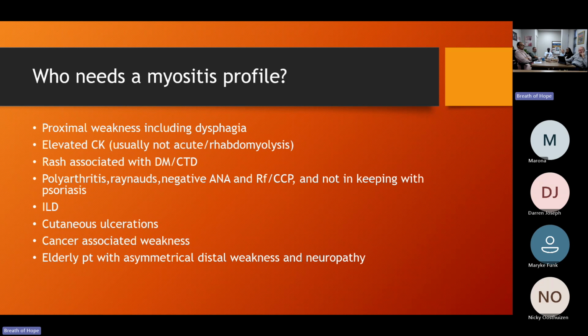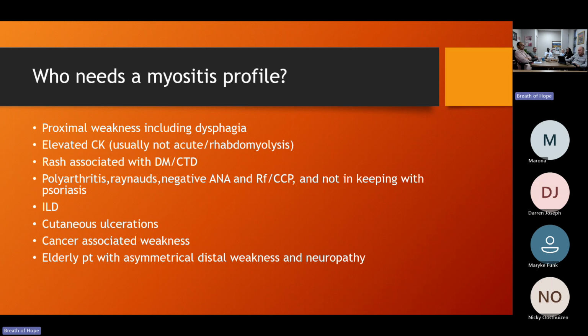Okay, don't forget about cutaneous ulcerations. So I'll show you a few patients just now where the patient presents not really with rash, but they present with ulcers, typically on extensor surfaces and on knuckles and things like that. And you don't want to miss a very aggressive myositis in this group, which I'll show you just now.